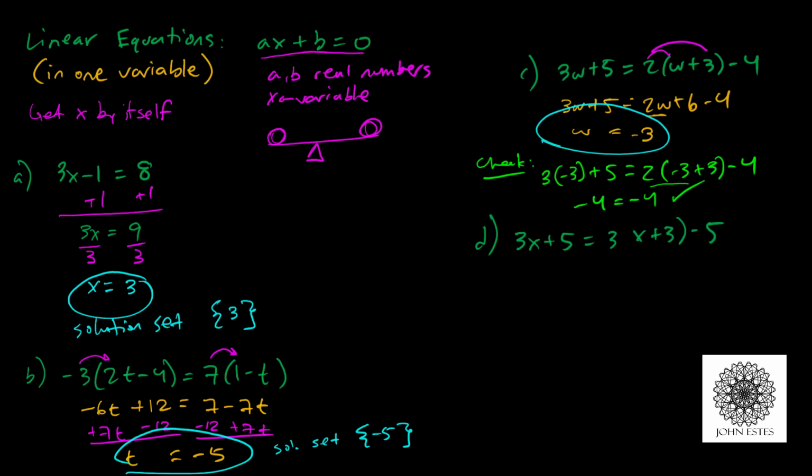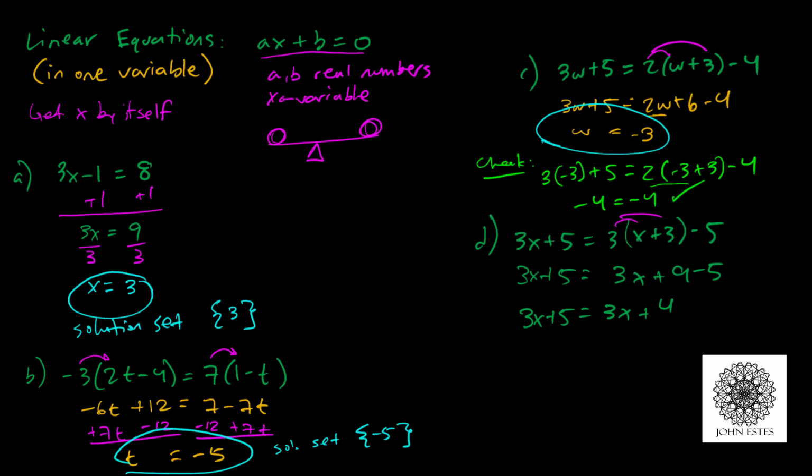And I think I'm missing a parenthesis here because I want to distribute again. I'm going to have to distribute this 3. And this time I end up with 3x plus 5 equals 3x plus 3 times 3, which is 9, minus 5. So I end up with 3x plus 5 equals 3x plus 4.